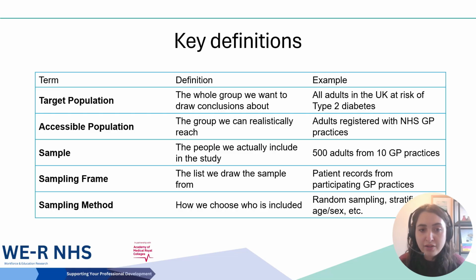Finally, your sampling method involves choosing who is included in your sample. And you could do this through different methods. For example, random sampling, where everyone is just randomly picked from a patient list. Or you could stratify your sample according to certain characteristics, like age or sex. And I'll talk through this more as we go through this presentation.